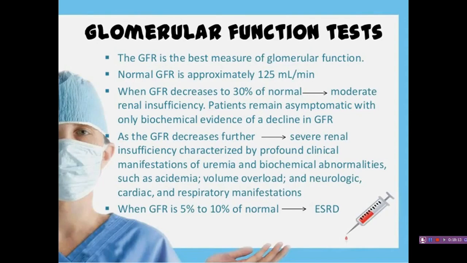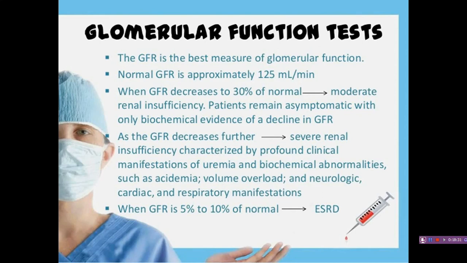Glomerular function test. The GFR is the best measure of glomerular function. Normal GFR is 125 ml per minute. When it decreases to 30% of the normal, moderate renal insufficiency is present. Patients remain asymptomatic with only biochemical evidence of the decreased GFR.